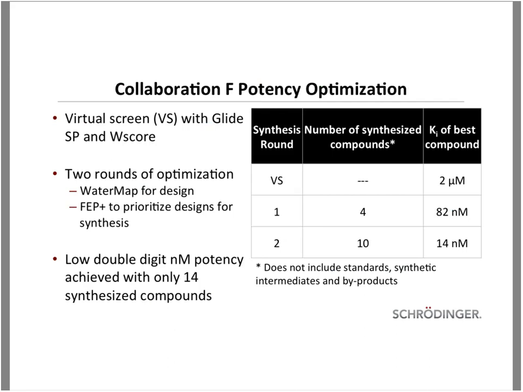The first round of optimization, we made 4 compounds, and the affinity of the compound was reduced from 2 micromolar to 82 nanomolar, or was improved rather. The second round of optimization included a larger number of compounds and was able to drive the potency even better to 14 nanomolar. So this is an example of how you can take a hit from a virtual screen from a low micromolar compound to a low nanomolar compound in a very, very small number of compounds. In this case, 14 synthesized compounds were needed to achieve this more than 100-fold improvement in potency.